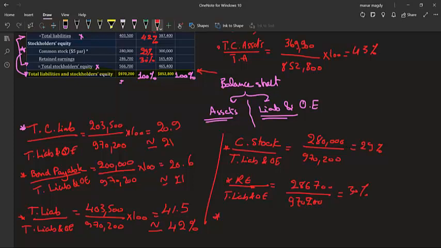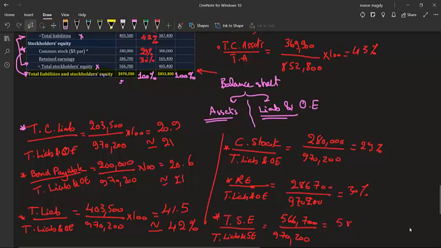And lastly, the total stockholders equity divided by the total liabilities and stockholders equity, 566,700 divided by 970,200 equals to 58%.